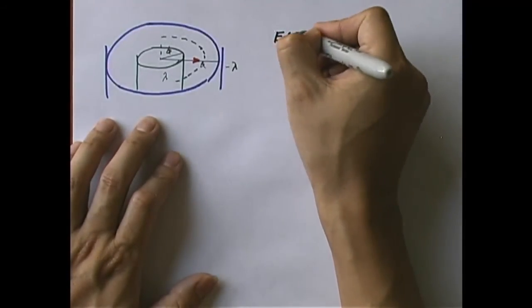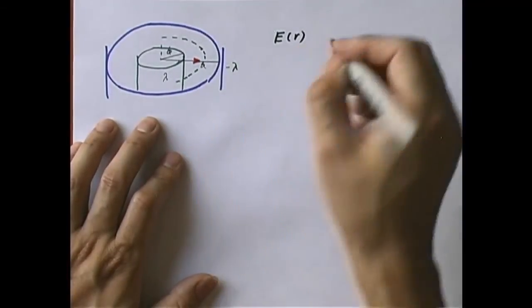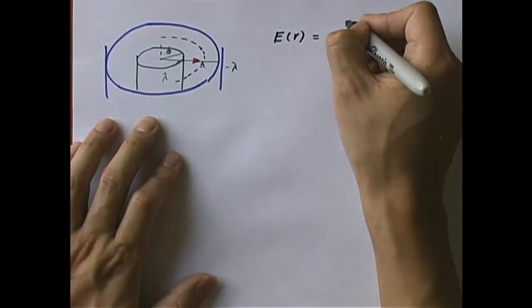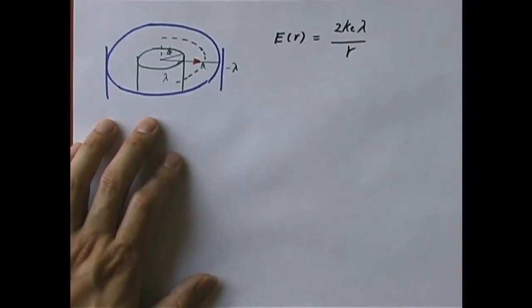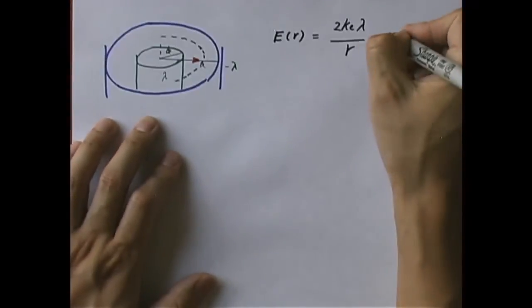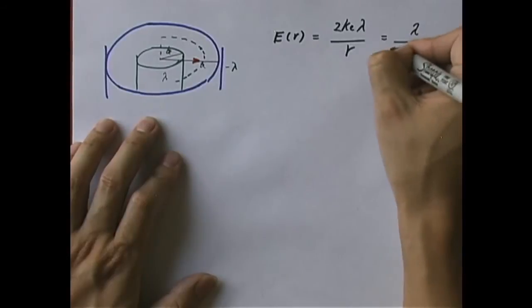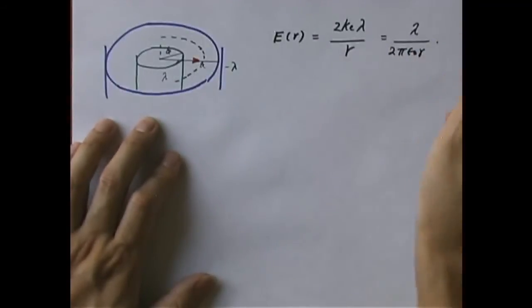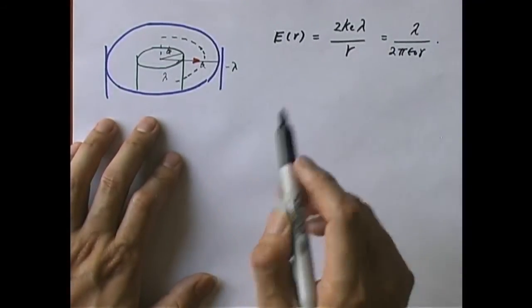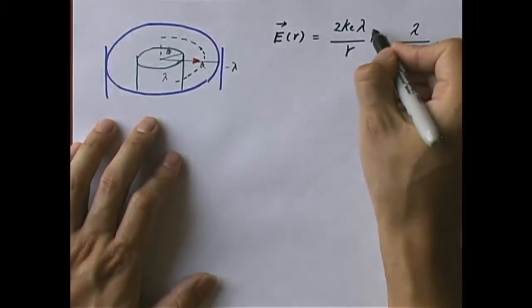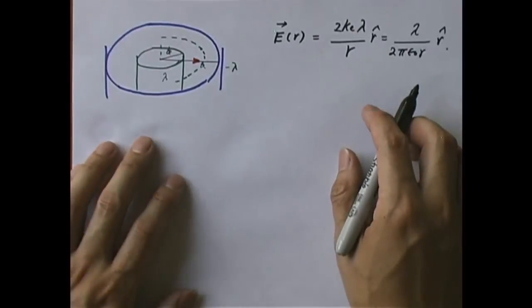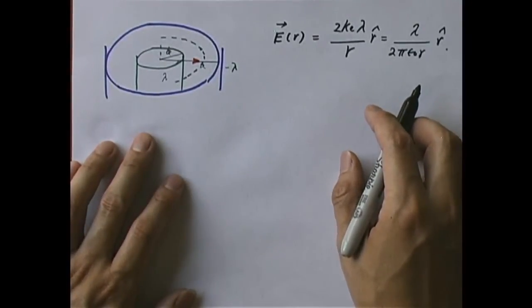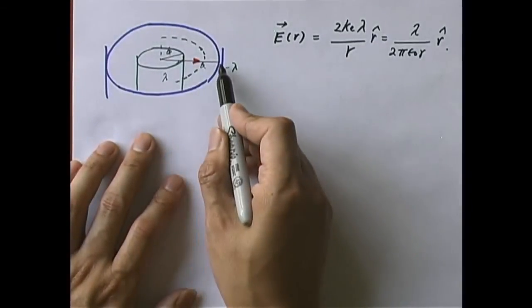E as a function of r, in between the cylinder and the shell, equals what? 2k lambda over r. We did that before, and that can also be rewritten as lambda over 2 pi epsilon naught r. That is the magnitude. As far as direction is concerned, it's just radially outwards. That should be a familiar result by now. Alright, given that, can we find the potential difference between the inner cylinder and the outer shell?